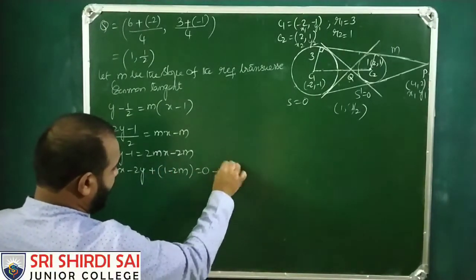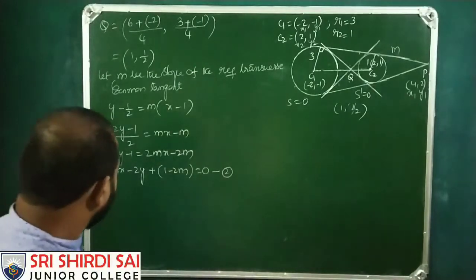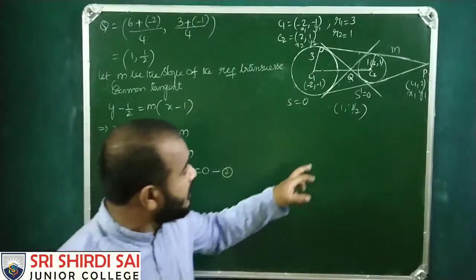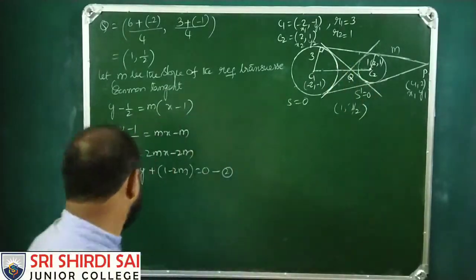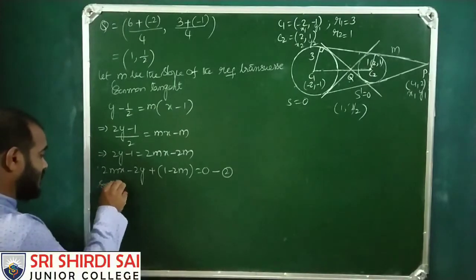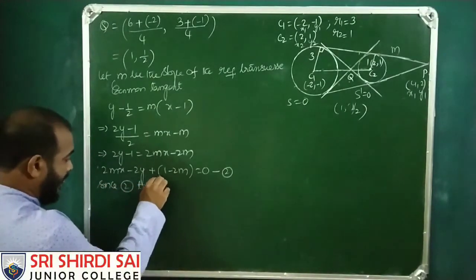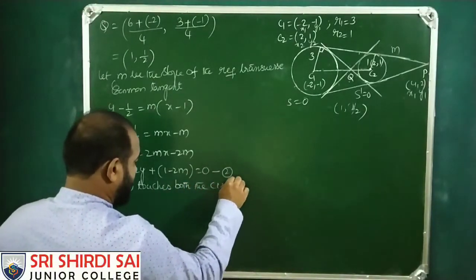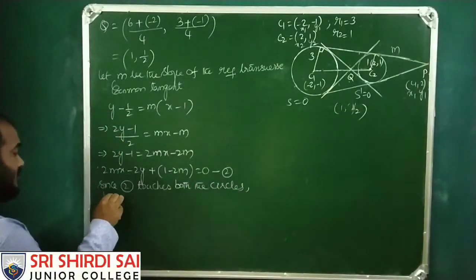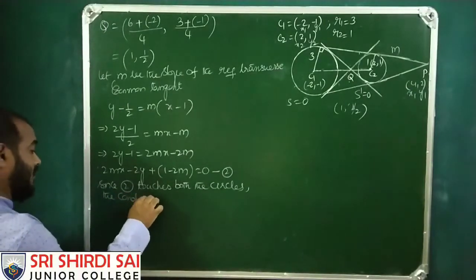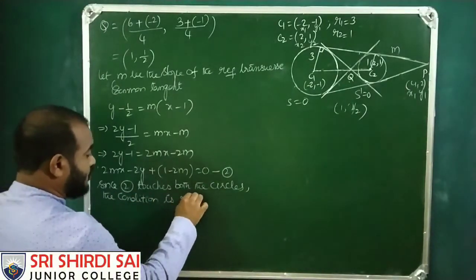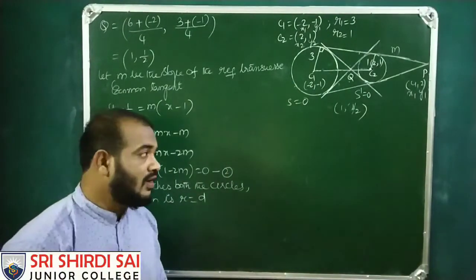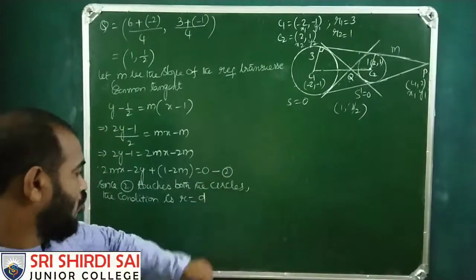Let us suppose this is the second line. So this is the required transverse common tangent, and this transverse common tangent touches both the circles. Since line 2 touches both the circles, the condition is r equals d. Radius is equal to the perpendicular distance from the center of the circle to line 2.